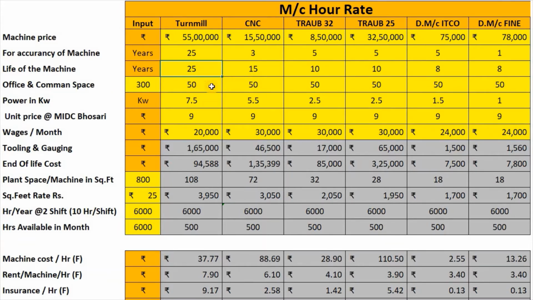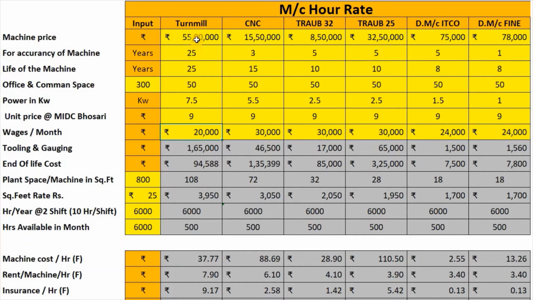Then the office common space: say you have 2000 square feet of office space and shop floor area, and based on that you need to put in some consideration for each machine required for the facility. We have considered 50 square feet, and the power for the particular machine is 7.5 kVA. The power cost I incurred in this area is 9 rupees per unit, and wages for the operator we have considered as 20,000.